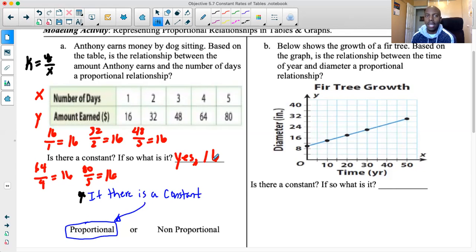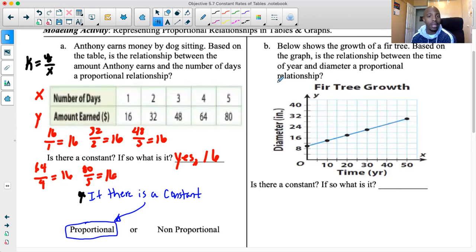Okay. Let's look at modeling B, where I'll go over the data in here. Now, this one here is talking about the growth of a fir tree. Based on the graph, is the relationship between the time of year and diameter a proportional relationship? Okay. So now we're looking at a fir tree here, and we're going to determine if this data here is proportional. Okay. It is a straight line. It makes a nice straight line, and that's great.